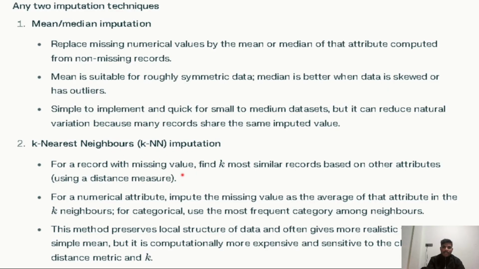K nearest neighbors, KNN imputation. For a record with a missing value, find the K most similar records based on the other attributes using a distance measure. For a numerical attribute, impute the missing value as the average of that attribute in the K neighbors. For categorical, use the most frequent category among neighbors. This method preserves local structure of data and often gives more realistic values than simple mean, but it is computationally more expensive and sensitive to the choice of distance metric and k.